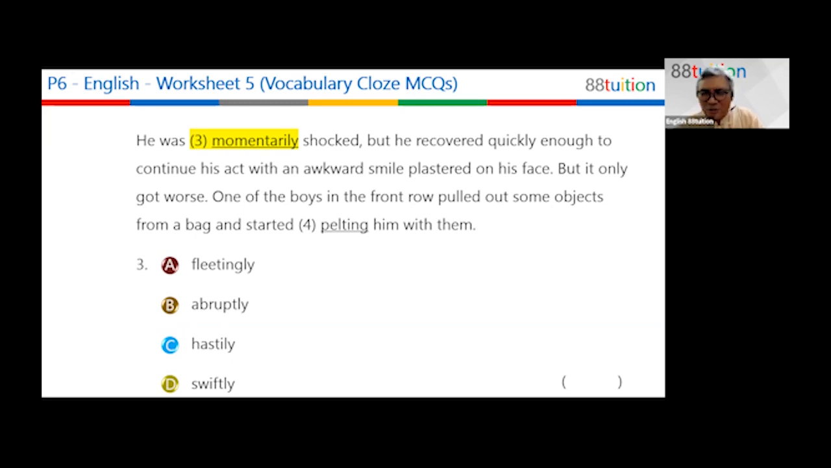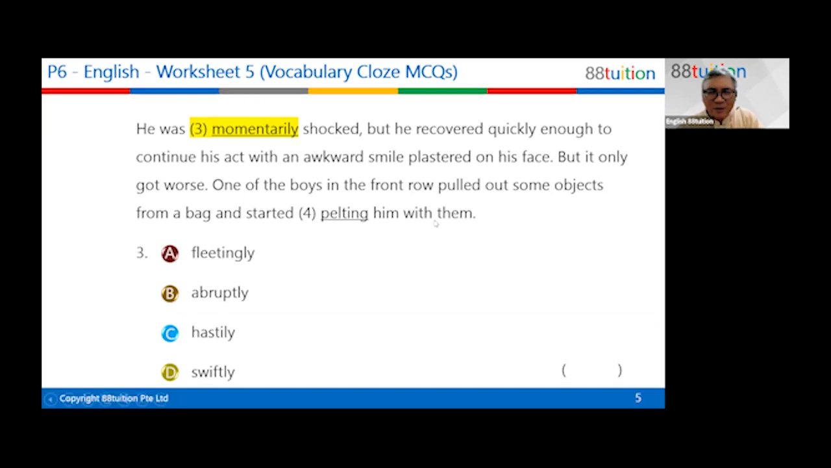Okay. So let's see now. There you go. Here it is. Okay. So we have again quite a variety of answers here, right? We have people answering A, B, quite a number also, C and D. Yes, he was momentarily shocked, but he recovered quickly enough. So is it A, fleetingly? Fleetingly means very quickly, in a short space of time, right?